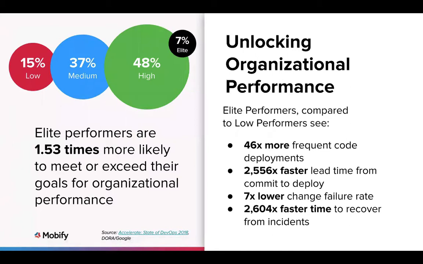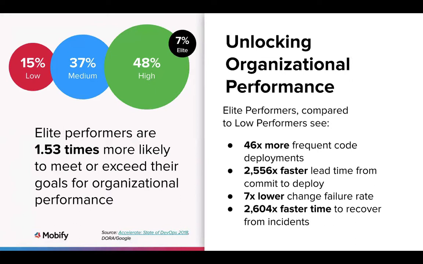So to become an elite performer, generally you will be able to meet or exceed your goals for organizational performance by about 1.5 times. And from a business user's perspective, that means, hey, the ideas I put forward show up in front of my shoppers, my customers, a lot quicker. And that means I'm better empowered to go meet the goals that we set out at the start of the year and so on, by making sure that my development teams can become elite performers.